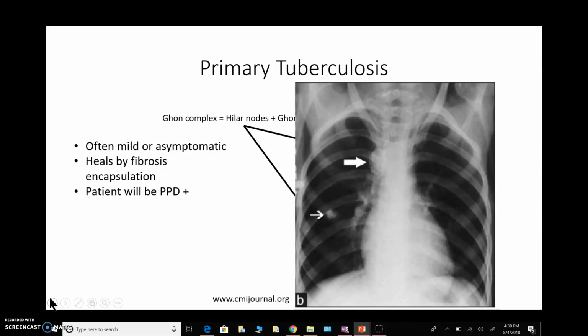And here's what that looks like on a chest x-ray. This heals by fibrosis and encapsulation and becomes that latent infection that we talked about. Patients with primary tuberculosis will be PPD positive, and they will remain PPD positive because that will not go away.